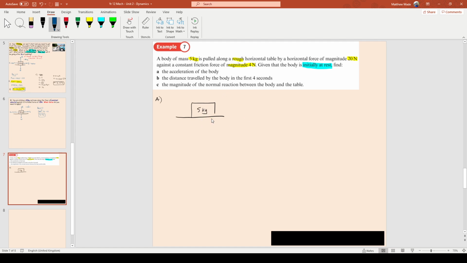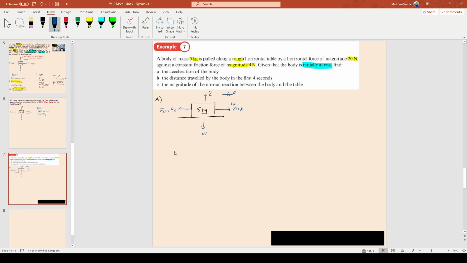Well, it's being pulled along a table with 20 newtons, so that's 20 newtons that way. It's against a constant frictional force of 4 newtons, which is this way. I don't even need to give them names. It's got other forces too. It's got a weight and it's got a normal contact force up there. There is acceleration, which is going to be that way. 2 sticks to show acceleration.